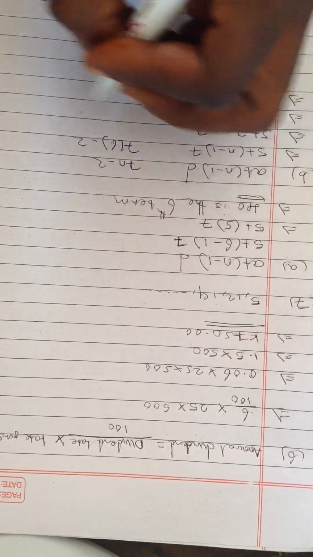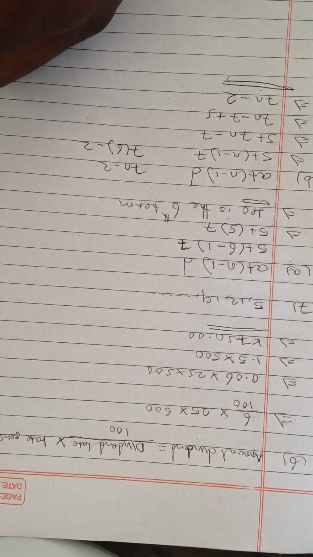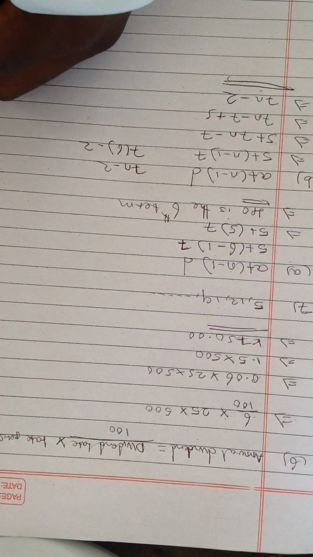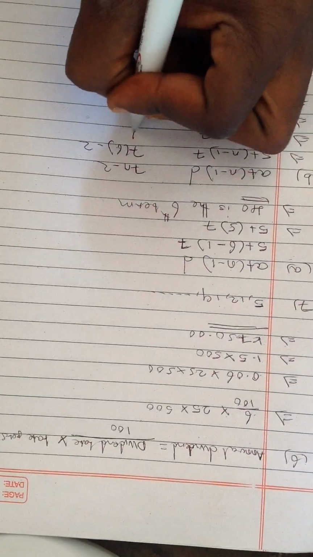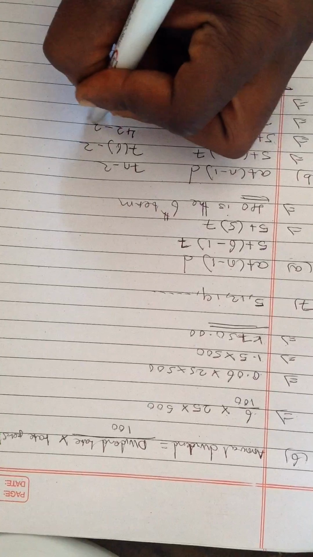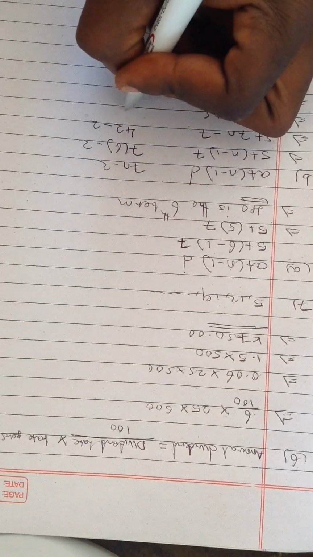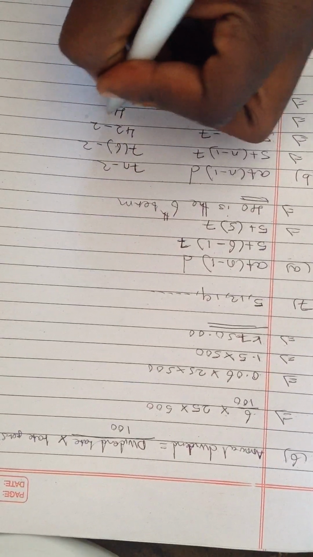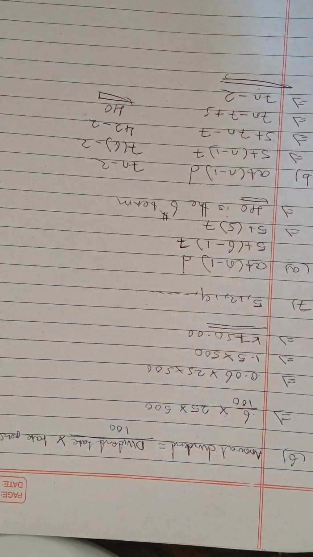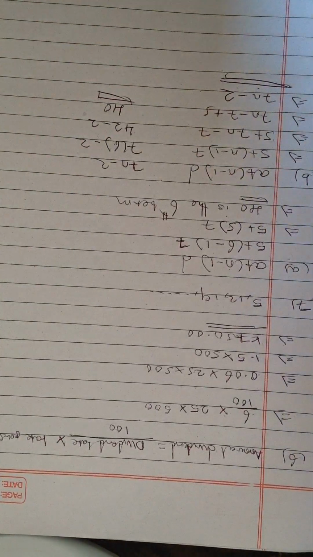So what is 7 times 6? 7 times 7 is 49, minus 7, I'm going to have 42. Minus 2, so it will be 42 minus 2, that's 40. So this is how we come up with the term.